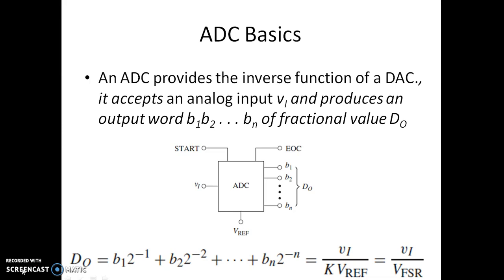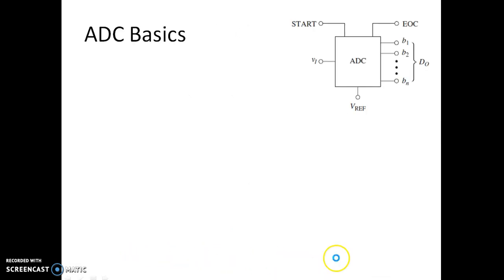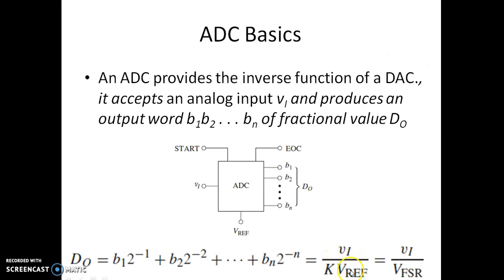It accepts the analog input Vi and produces an equivalent output B1, B2, B3 up to Bn, which is a digital output. As we can see here, an ADC, as the name itself indicates, is an analog to digital converter. It accepts the analog input and gives the digital output. So the digital output we will get is B1 to the power minus 1 plus B2 to the power minus 2 till Bn bit, which is proportional to the input voltage divided by the reference voltage. So K into reference, which is nothing but V into the FSR, full scale range voltage. It is input voltage divided by the full scale range voltage.